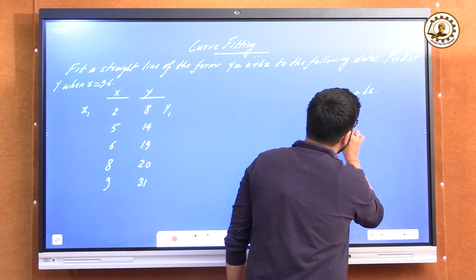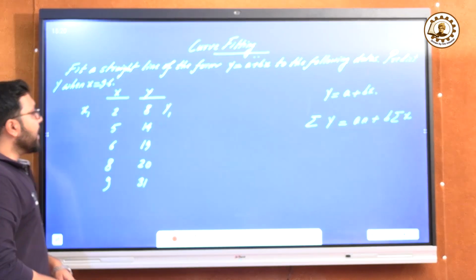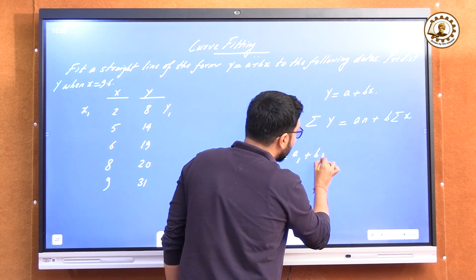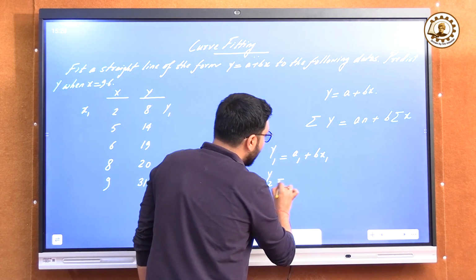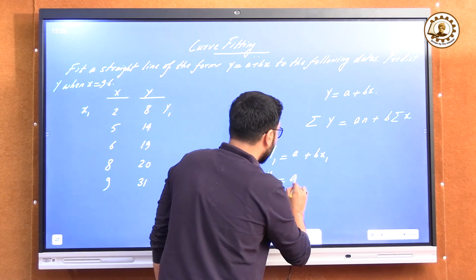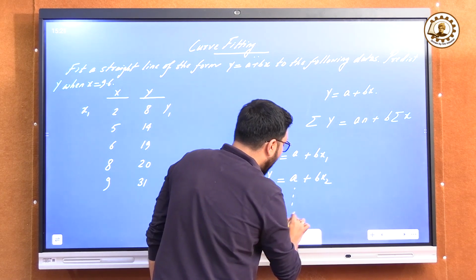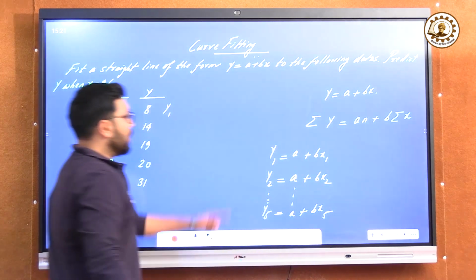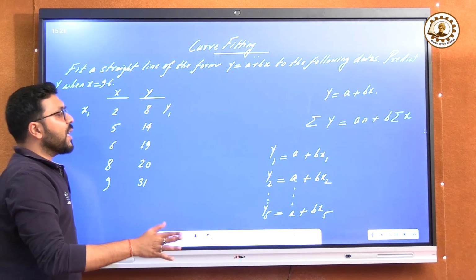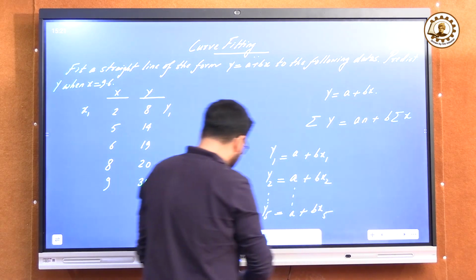So summation of y would give us na plus b summation x. Now, why is it coming as na? For the first observation, you can write y1 equals a plus bx1. For the second observation, you can write y2 equals a plus bx2. Similarly, till y5 you have to add this a five times. So n stands for the number of observations here. If we wish to modify this equation, we can do that later as well. But as of now, the first normal equation will be na plus b summation x.